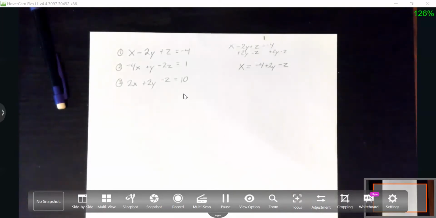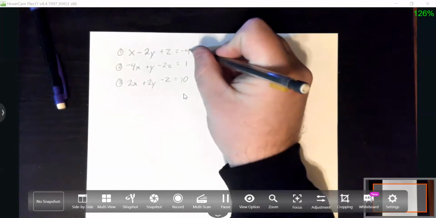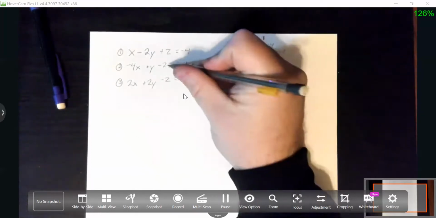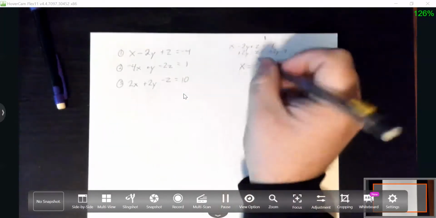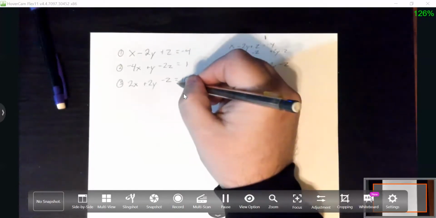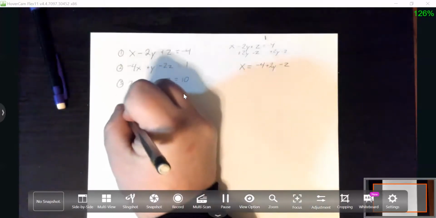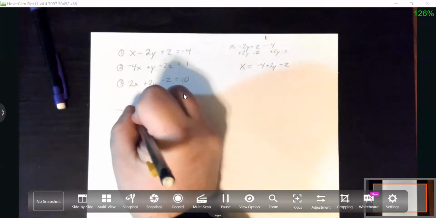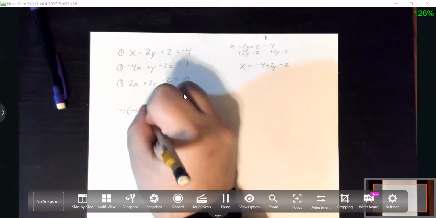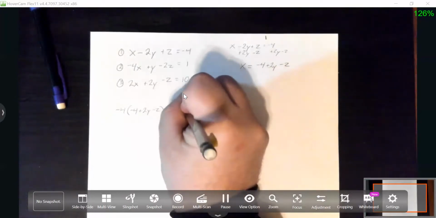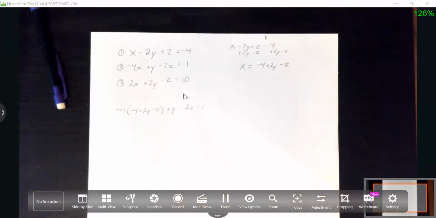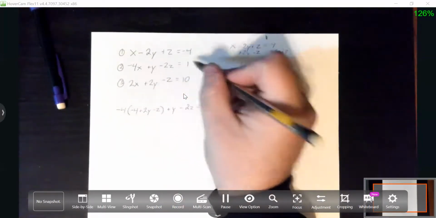Now we're going to substitute that into each of the other equations. Since I solved equation 1, I have to substitute this into both of my other equations and work them separately. So I'm going to plug in for x in equation 2, and I'm going to substitute in for equation 3. So I have -4 times x, which is -4 plus 2y minus z, plus y minus 2z equals 1.